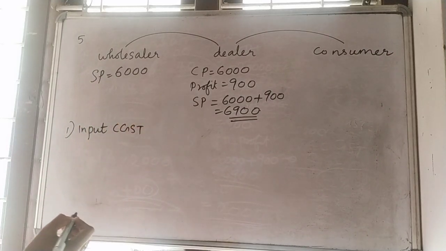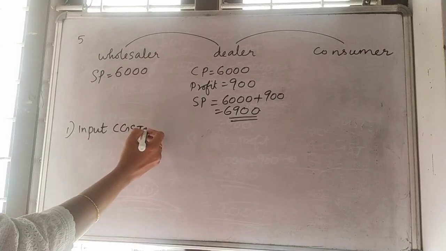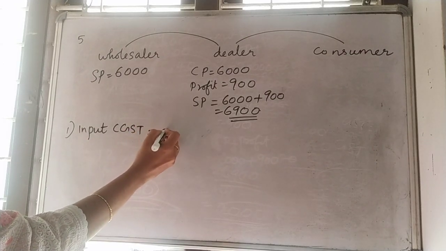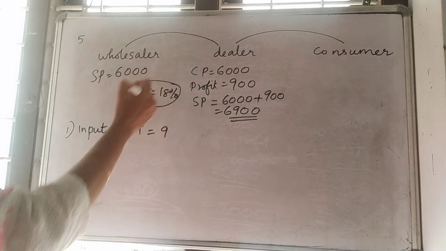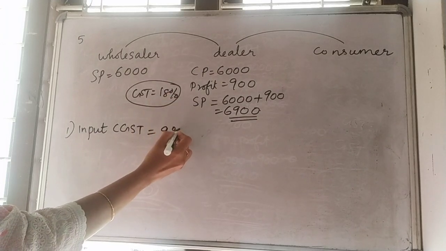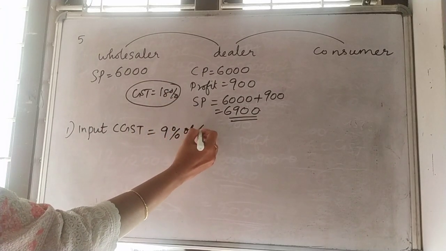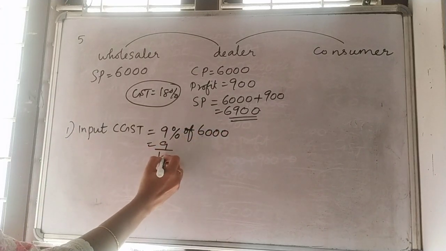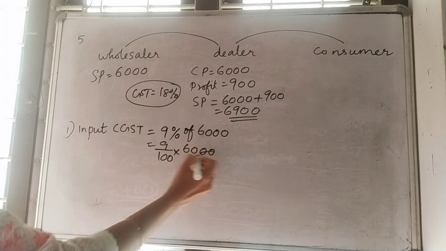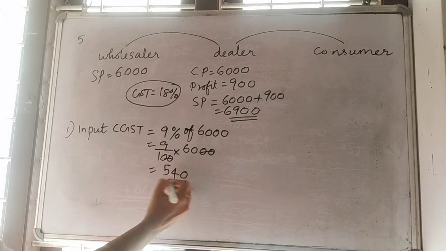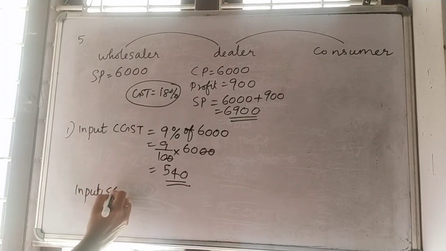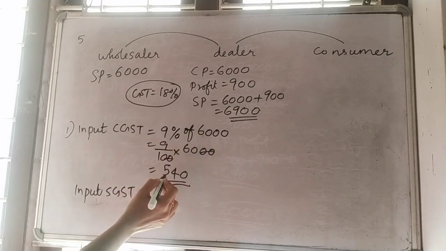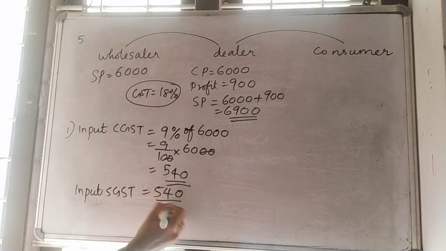So first part of our question is input CGST and SGST we want to find out. What will be input CGST? Total GST is 18%. Since it is an intrastate transaction, we have to take only the half. So 9% of 6,000, that is 9 by 100 into 6,000. So it will be 540 rupees, the input CGST. Same way, input SGST also will be 9% of 6,000. That also will be 540. It will be the input CGST and input SGST.